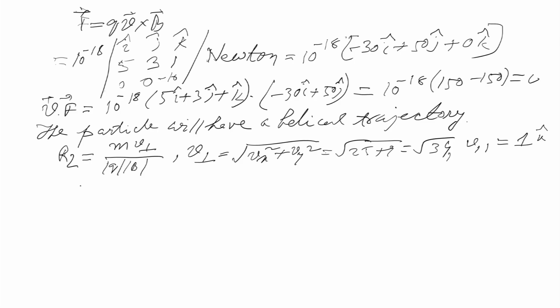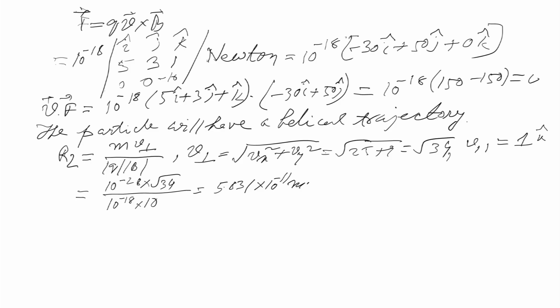So, if I substitute the values of m, V perpendicular, Q and B, then I can show this is equal to our mass, 10 to the power minus 28 kg, then the perpendicular velocity, square root of 34, divided by Q, which is 10 to the power minus 18, and B is 10 Tesla. If you calculate this, you will get a value of 5.831 into 10 to the power minus 11 meter.